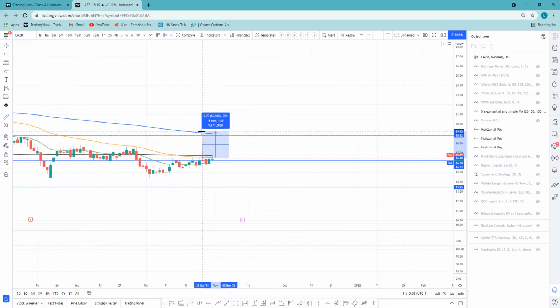The blue line is the 200 EMA, which is going to act as a resistance. And then it will bounce and then it will move up. That's how the price will react to anything.